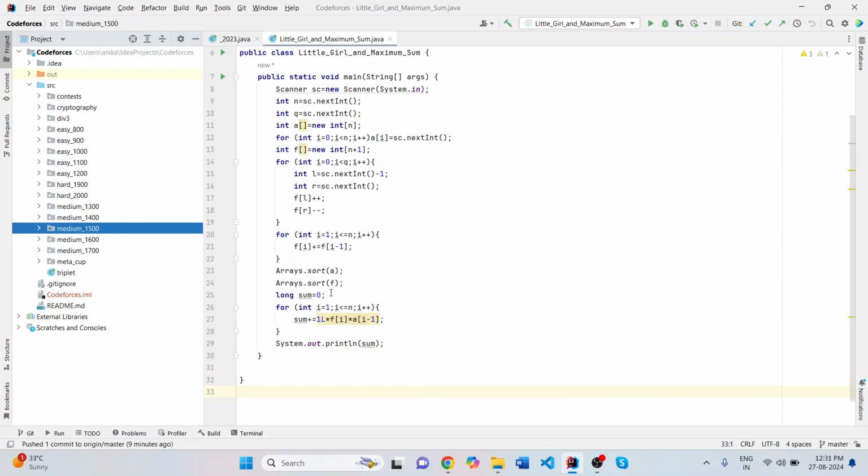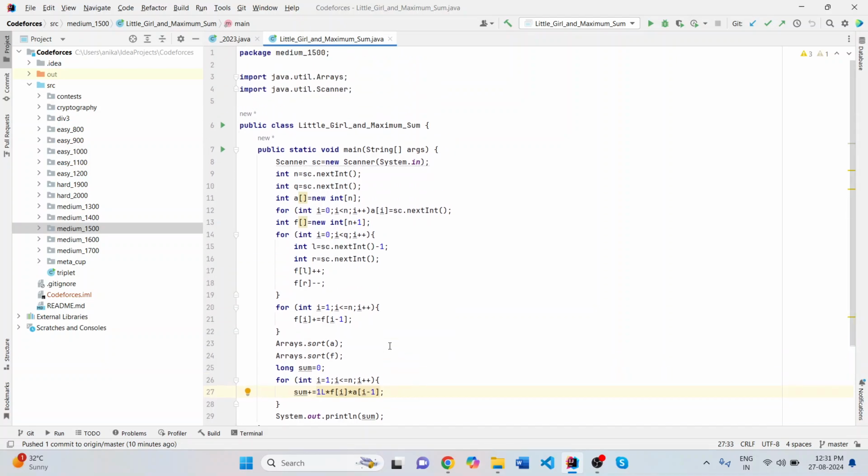We have handled A. We shall put a loop. For each frequency we have to multiply that array element. So for the lowest frequency, we have to multiply the smallest element, and for next higher and next higher. So this shall give us the maximum sum. We have multiplied by one L to convert this into long in case the product goes out of bound. And after this, we would be having our answer in the sum. So this was the optimal solution for this question.